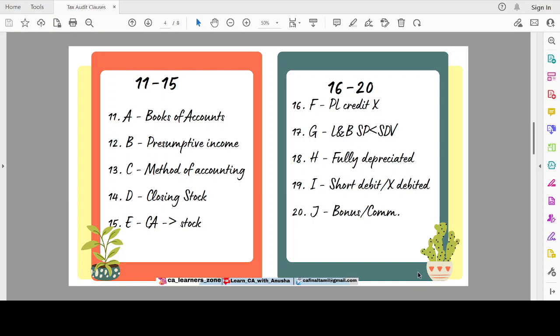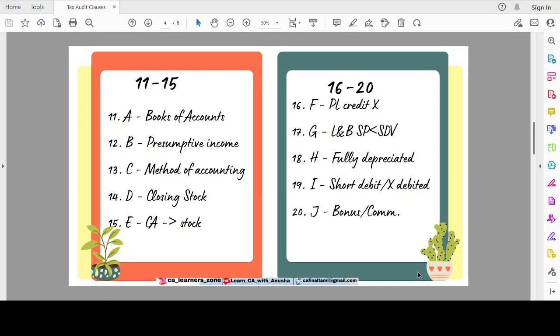B, ball. In the ball, we are going to presume the size. That's why it is for presumptive income. So 12 will be for presumptive income. C for cat. We are in doubt whether it is a domestic cat or not. So we are discussing the two types of accounting, that is method of accounting, mercantile or cash system.